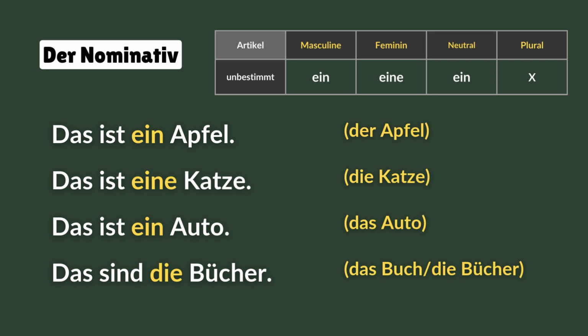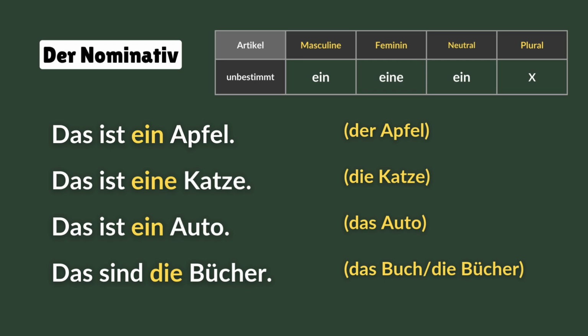We'll move on to some example sentences. Das ist ein Apfel. So the article of apple in German language is der. So it became das ist ein Apfel. Das ist eine Katze. So the article of cat is die. It is die Katze. So that's why it is das ist eine Katze. Das ist ein Auto. It is das Auto, so it became das ist ein Auto. And the last one, it is das sind die Bücher. It is the plural form, and die Bücher is the plural of das Buch. Das Buch means the book. So das sind die Bücher.